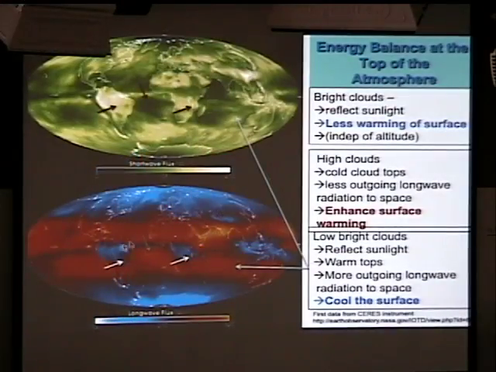And so here you can see from satellite, from the observations, this is the shortwave, the solar part of the spectrum, and this is longwave in the infrared part of the spectrum. Bright clouds obviously reflect sunlight, and that's why you see them in the solar part of the spectrum. High clouds, as I said, have less emission to space, and so they enhance warming. And then we have some low bright clouds that cool the surface. So they reflect sunlight and they cool the surface.